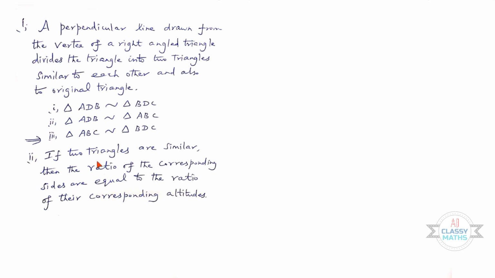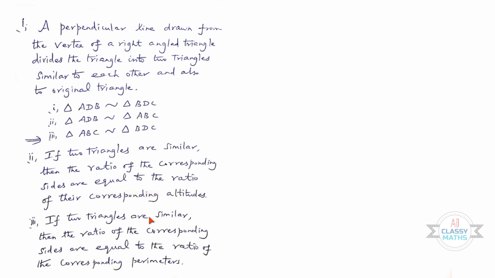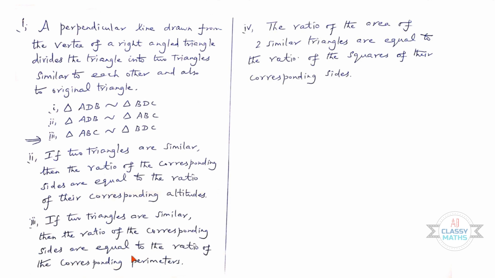Second one, if two triangles are similar, then the ratio of the corresponding sides are equal to the ratio of their corresponding altitudes. Next one, if two triangles are similar, then the ratio of the corresponding sides are equal to the ratio of the corresponding perimeters.